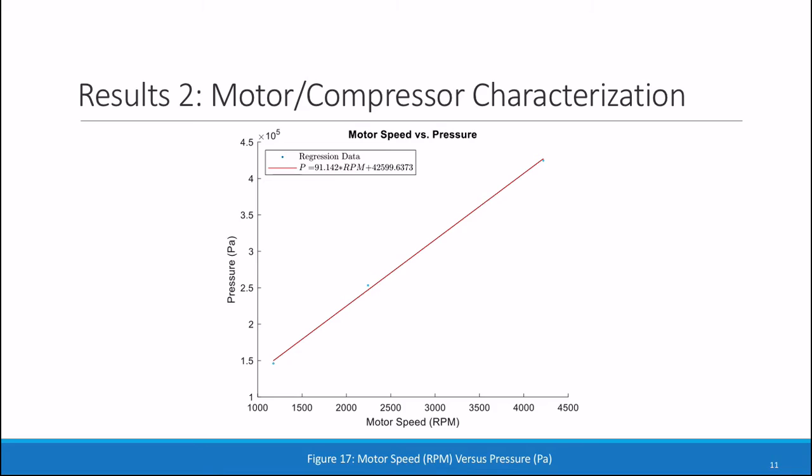Additionally, Figure 17 shows the positive linear correlation between the motor speed, measured in revolutions per minute, and pressure of the system, measured in pascals. This correlation was calculated to have pressure of the system equal to 91.142 times the revolutions per minute plus 42,599.637 as the pressure offset. This shows that the higher motor speed and pressure will cause an increase in the temperature of the system, as was seen in previous results when the pressure increased on other slides.